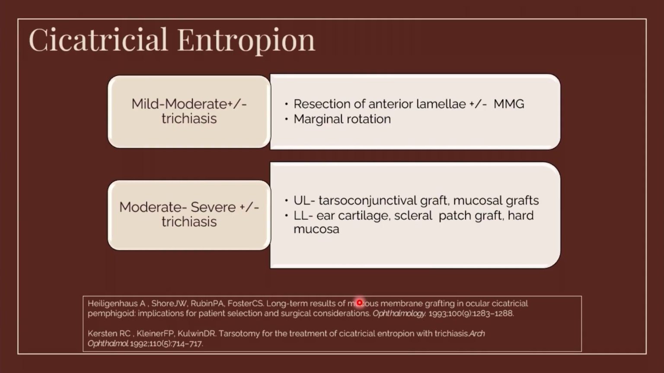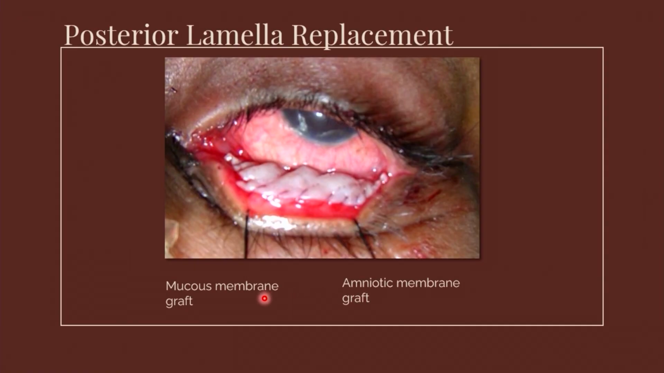So when you do that, you take care of the trichiatic lashes as well as the scarring at the lid margin. Now, when you have moderate to severe with a lot of scarring at the level of the tarsus but not at the level of the margin per se, that is when you do some kind of graft or a spacer to replace that scarred area. That's the principle. So for this posterior lamellar replacement, like we have discussed before, we can use a mucous membrane graft or an amniotic membrane graft.